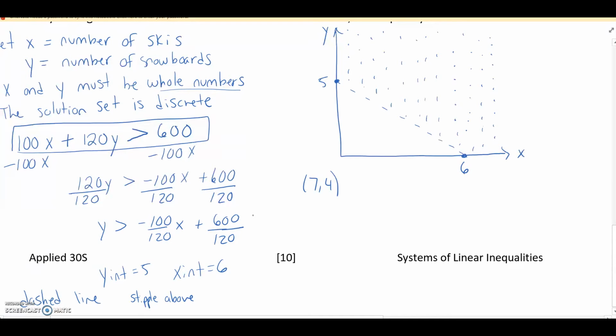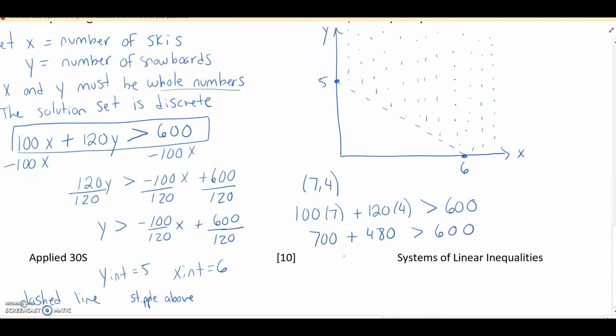Now you can plug it into your solved inequality down here, but I always like to go back to the original. So if I substitute in 7 for x, and 120 times 4, is that going to give me a daily revenue of greater than $600? So it would be $700 on those skis and $480. And so you're testing, so you're not going to rearrange, you're just going to test.